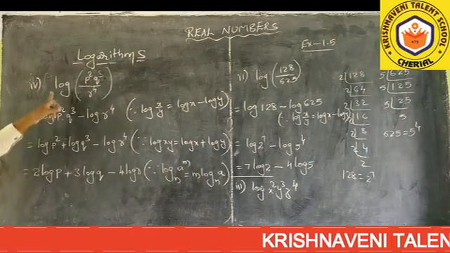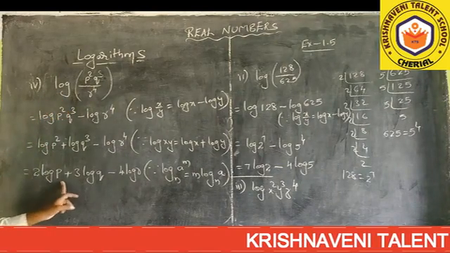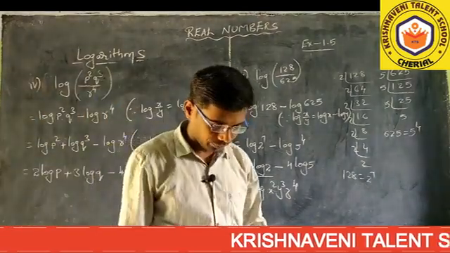M log a. Now here, initially you have only a single log. If you expand, there you are getting 3 logs. This is what we call expanding.